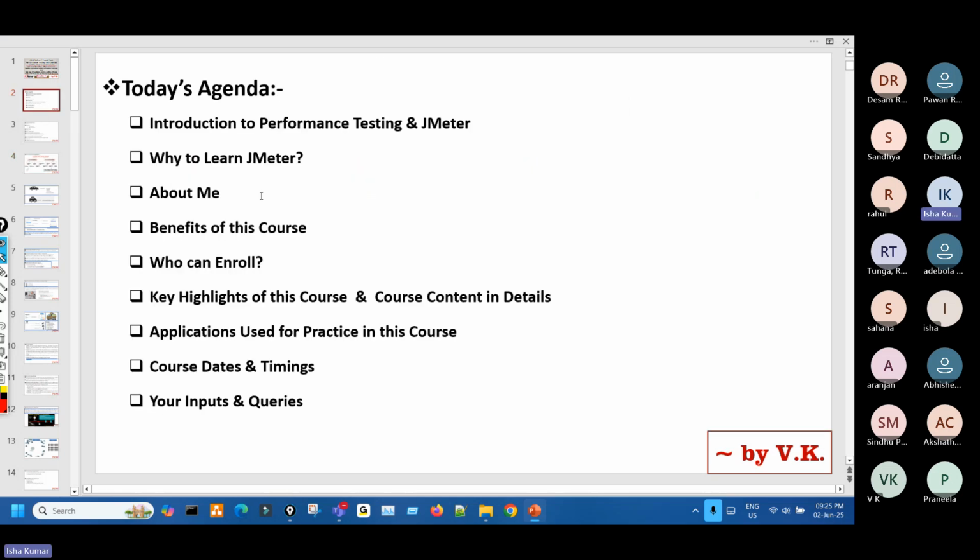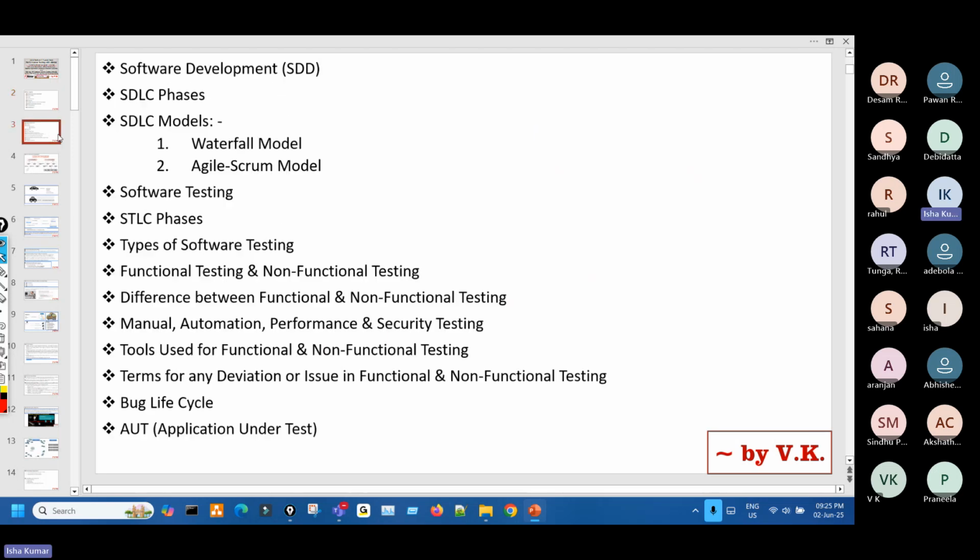So this will be the agenda: introduction, why we will be learning it, and how it is important for us. To start with, every application that is being developed or designed has a phase, that is software development, correct? And in that also there are phases. Phases are the steps, a procedure that needs to be followed so that everything gets executed fine. That is called SDLC phases. Methodologies also, famous ones are waterfall or agile.